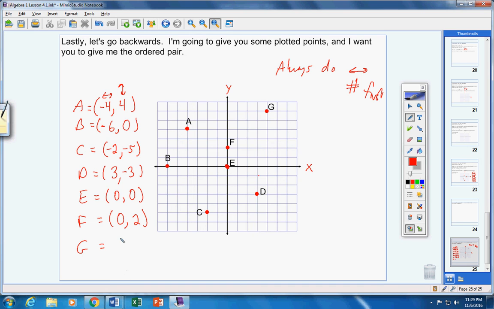And lastly, G. Now, G is to the right of the origin, so I know I have a positive number. How far to the right is it? 1, 2, 3, 4. Now, is G above the origin or below the origin? It's above it. How far up is it? 1, 2, 3, 4, 5, 6. So there we go. It's over 4 and up 6. Or you can say it's up 6 and over 4. And that's it.